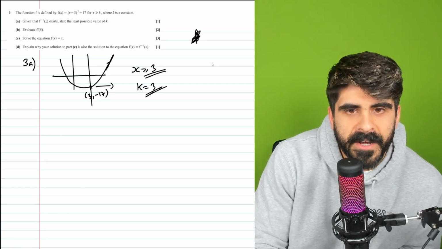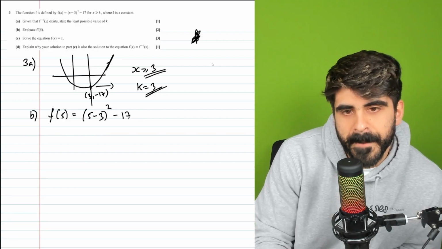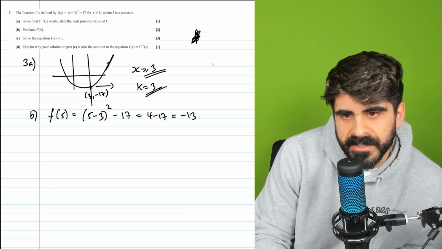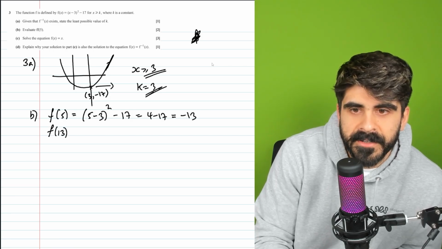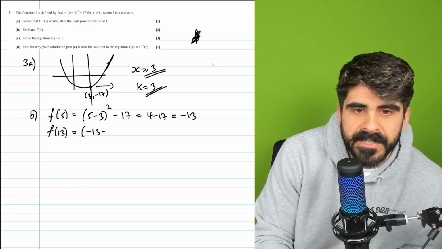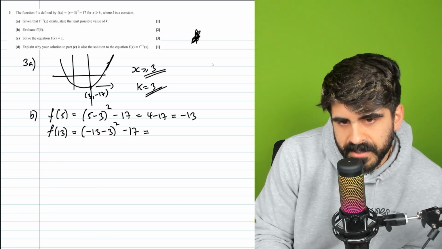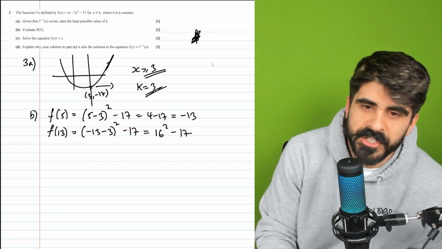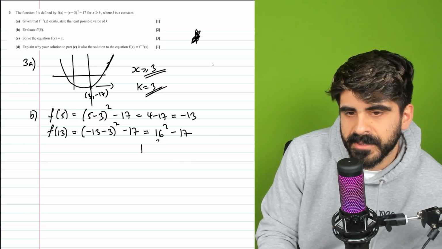Evaluate ff of 5. So we're going to do f of 5 first. 5 minus 3 squared minus 17. 2 squared is 4, minus 17 is minus 13, right? I've got to be very deliberate with my working here. So we can do f of minus 13, which is minus 13 minus 3 squared minus 17, which is 16 squared minus 17. I can do my cheeky trick for squaring. So you square the first number, 1, and square the second number, 6, is 36.